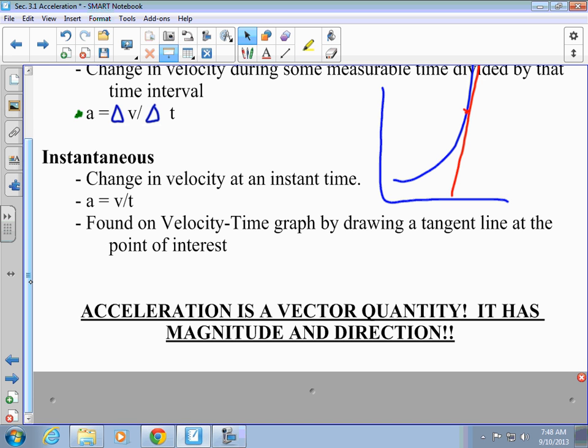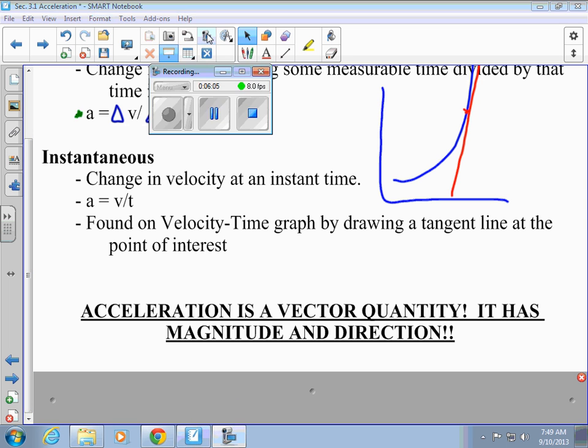As I just explained, you find it using a tangent line, and more importantly, just like velocity, acceleration is a vector quantity. That means acceleration has a unit and a direction. Acceleration and velocity are the same in that they are both vector quantities. We will talk more about this in class tomorrow. We'll do some problems and work on VT graphs on top of our PT graphs.